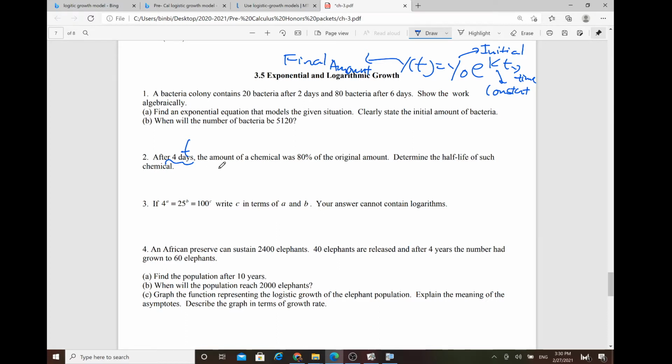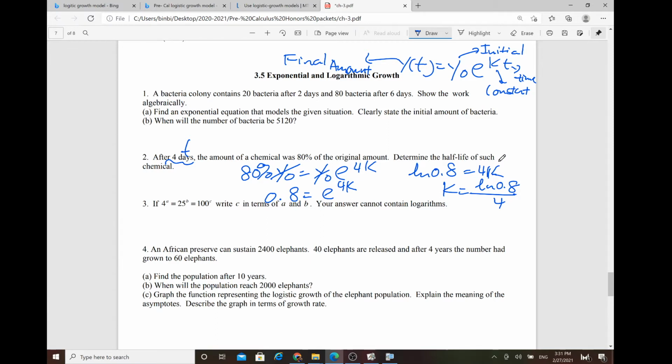So again, using the same model, we do have y of t, which is what, 80% of the remaining amount, of the original amount. So 80% of y0, so that equals y0 times e to the power of 4k. So solve for k first. So 80%, so 0.8, equals e to the power of 4k. So take the natural log both sides, so we do have natural log of 0.8 equals 4k. And then for k, what is that equal to? So it's natural log of 0.8 divided by 4.